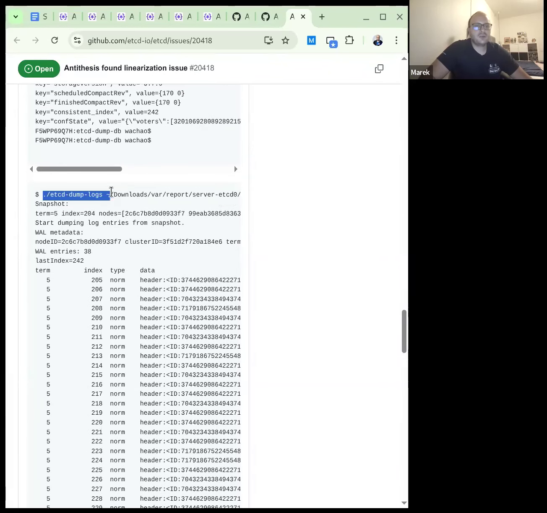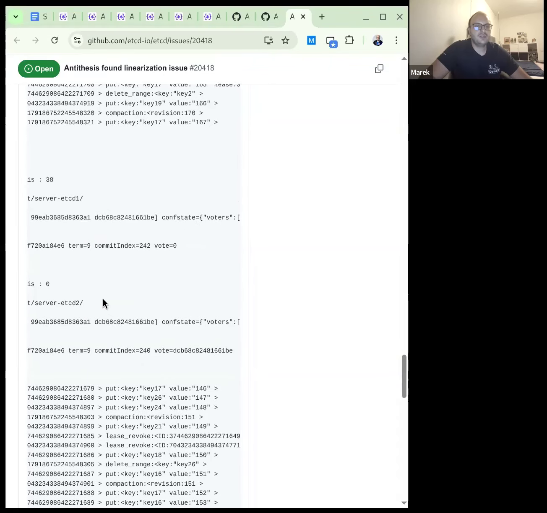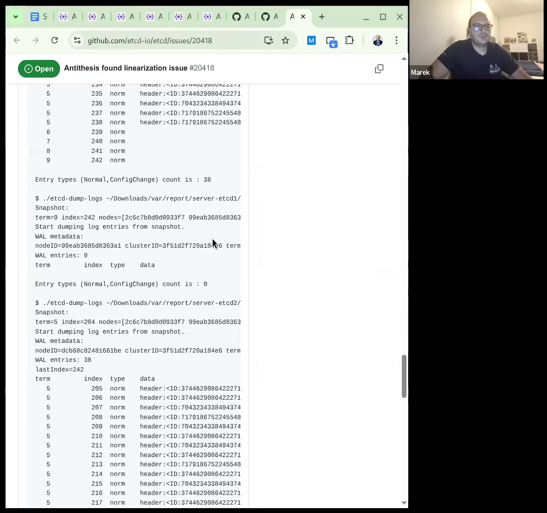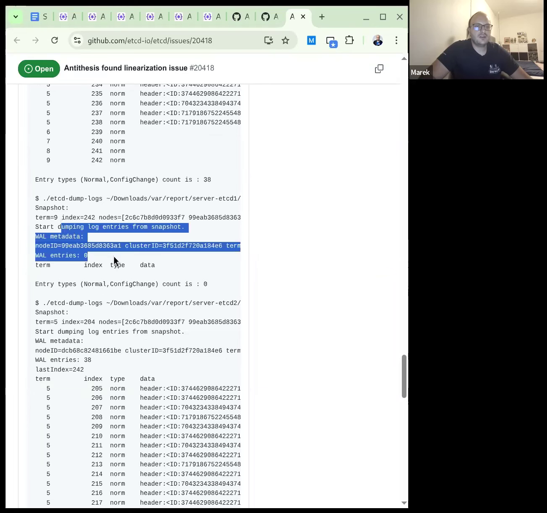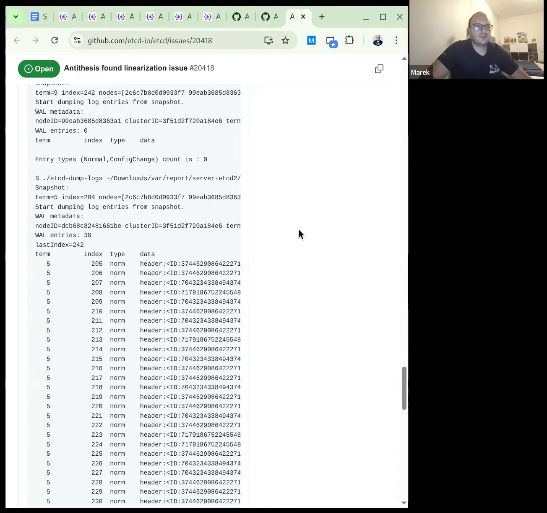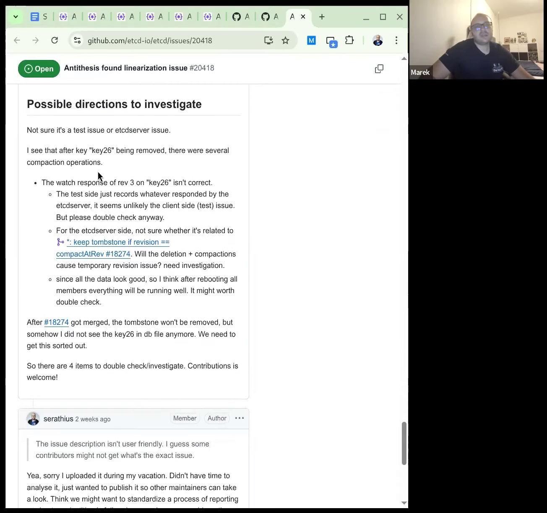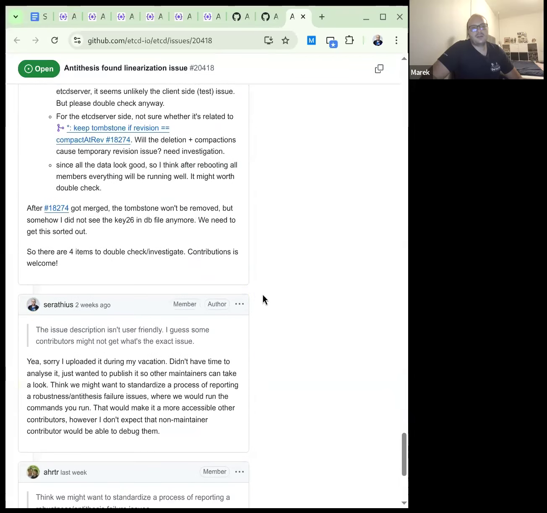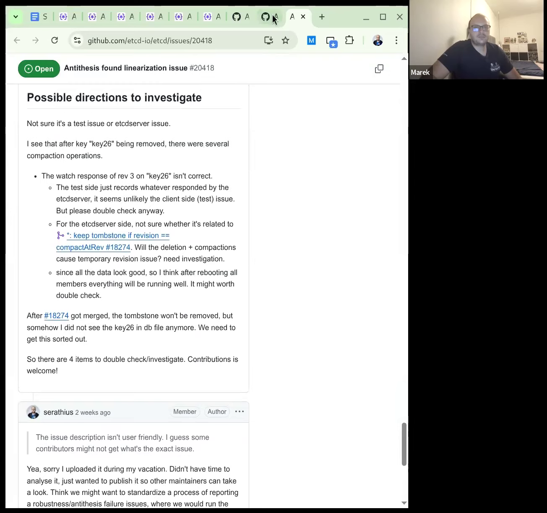And here are the logs. Here is the index of the changes, and we have the data from etcd0, etcd1, and etcd2. Interestingly, this is empty. And then suggestions of possible directions of investigation. This is the best case scenario of someone with knowledge, usually a maintainer, doing a first review of the issue, deciding what is important, what is not, what is unusual, what is not unusual, and suggesting what we can do next.